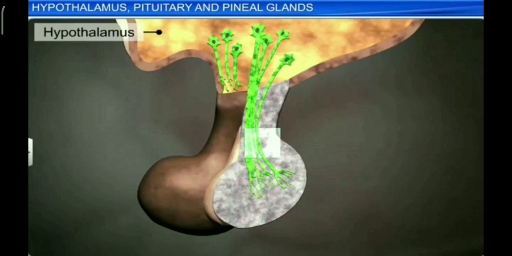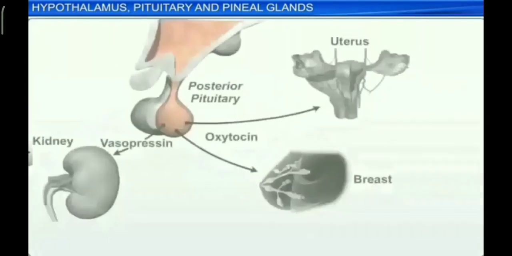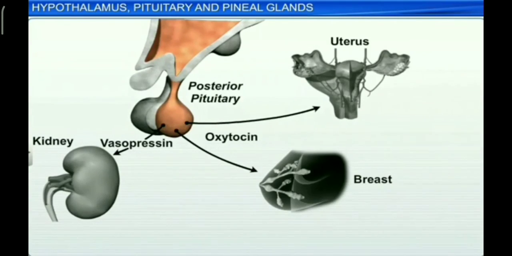It stores and releases two hormones, oxytocin and ADH. Oxytocin stimulates the contraction of uterus during parturition. Therefore, it is called pregnancy hormone. It also stimulates the contraction of mammary glands to initiate ejection or release of milk. So, it is also called milk ejecting hormone.